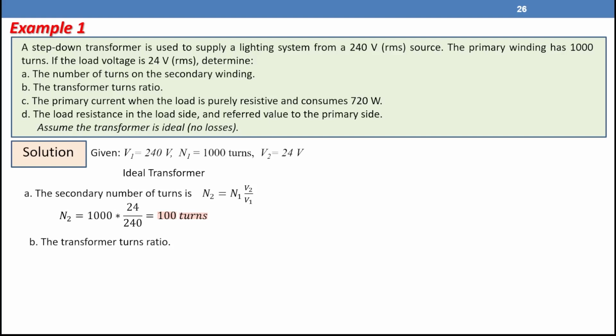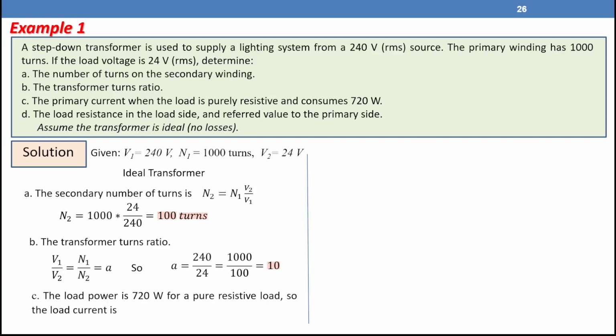What about the turns ratio? So the turns ratio is straightforward now. N1 over N2 equals 10. So we need to calculate the primary current. To calculate the primary current, we need to calculate the current in the load side, or the secondary current, first, and then we are going to make a referring.